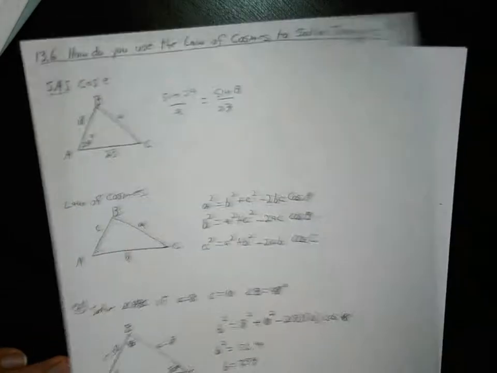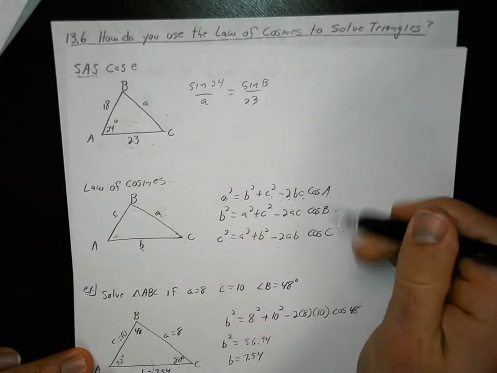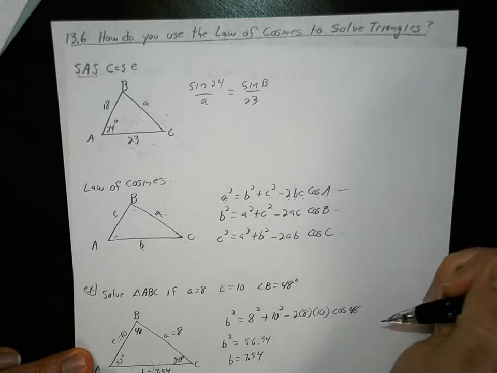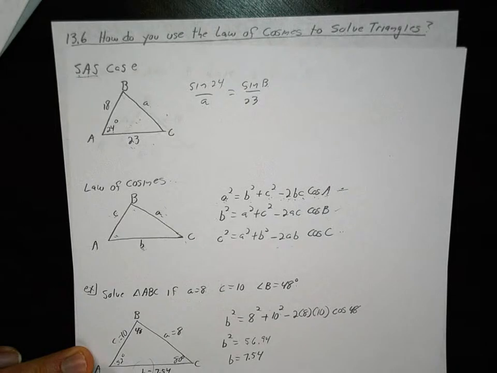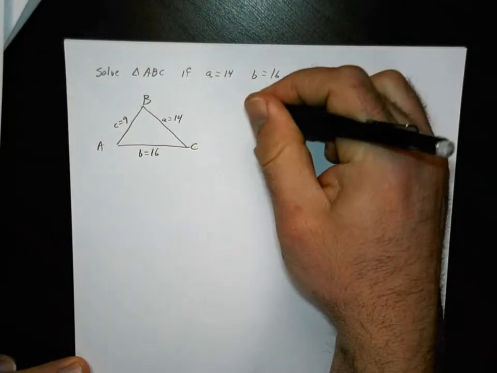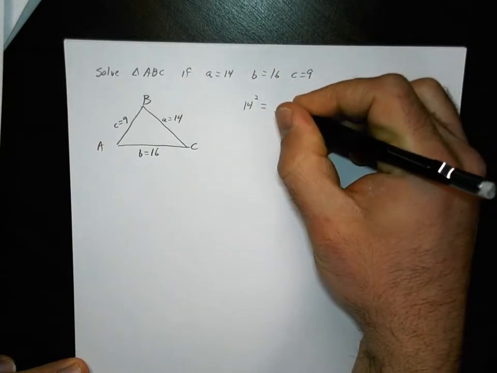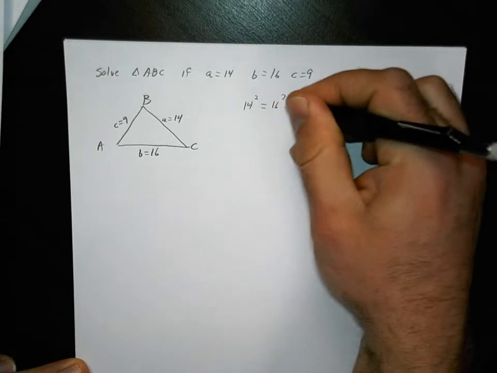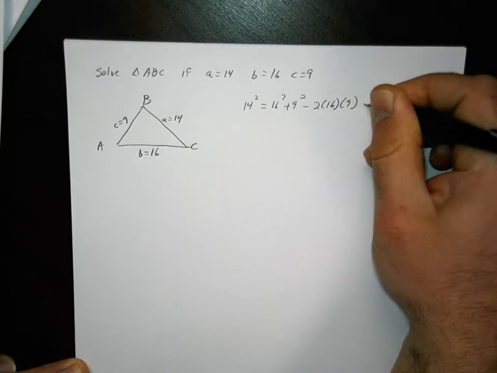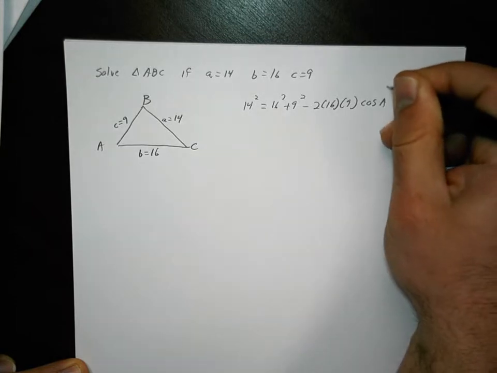Now, going back to the formula, which formula do we pick? We can pick any of these formulas. It depends on which angle we want to find. So let's use the first one. Let's find angle A. So I've got side A is 14 squared equals B squared plus C squared, so 16 squared plus 9 squared minus 2 times 16 times 9 times the cosine of A. Here's my unknown right there.